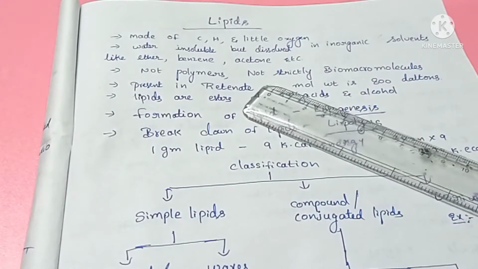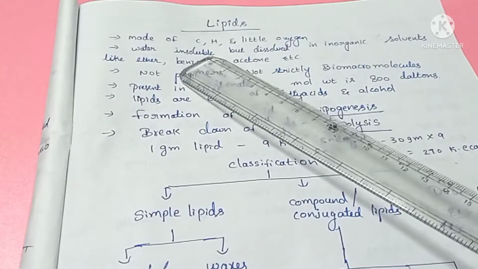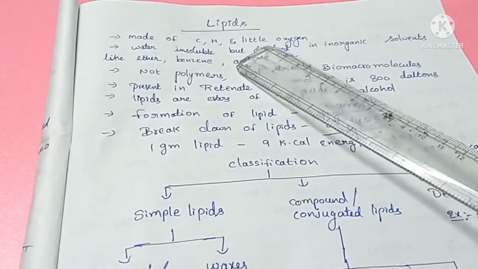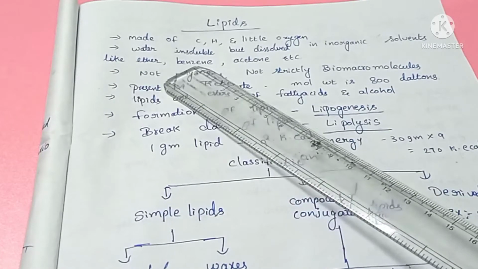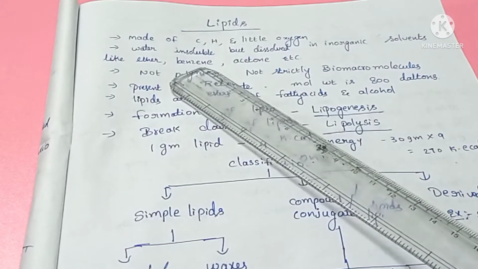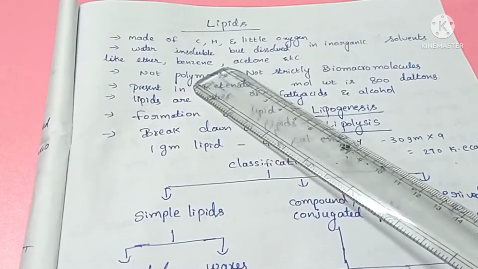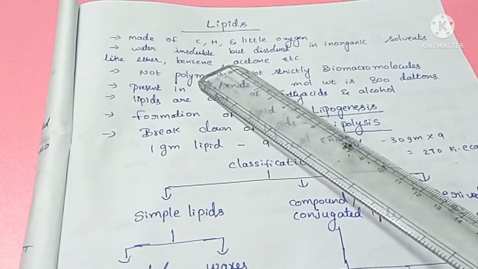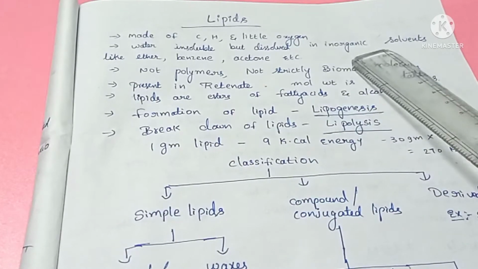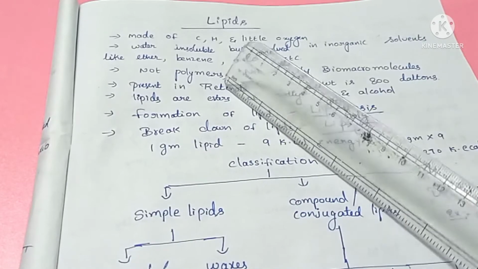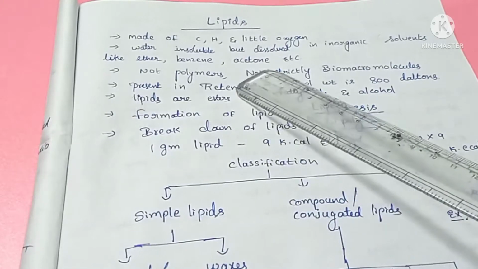In this video we are going to study another topic in biomolecules, that is lipids. These lipids are made up of carbon, hydrogen and a little amount of oxygen. Lipids are not soluble in water. We know that if we add any oil or any lipid in water, it will not dissolve, hence they are water insoluble. But if they are put in organic solvents, they can be easily dissolved. Examples of those solvents are ether, benzene and acetone.